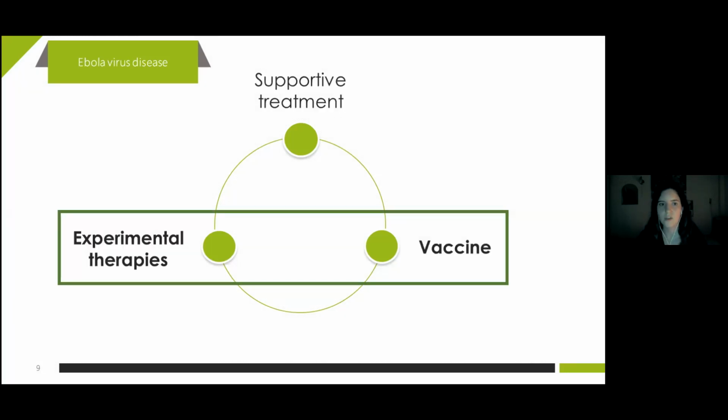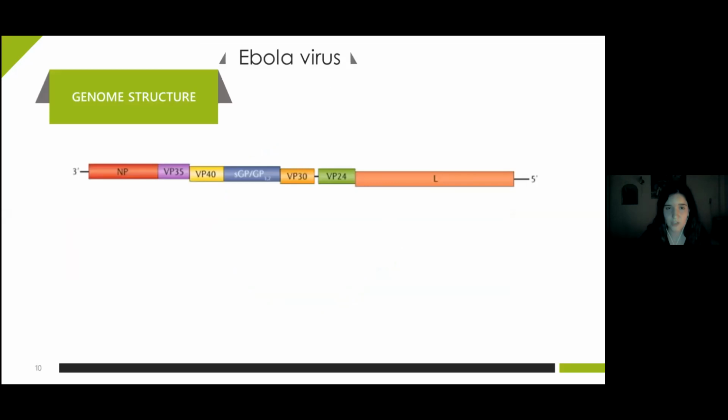And now, in order to talk a bit about the other two parts of the trifecta, I will have to give you a brief overview of the Ebola virus genome structure. So as we know, the Ebola virus has a single-stranded, linear, non-segmented, negative-sense RNA molecule as its genome.